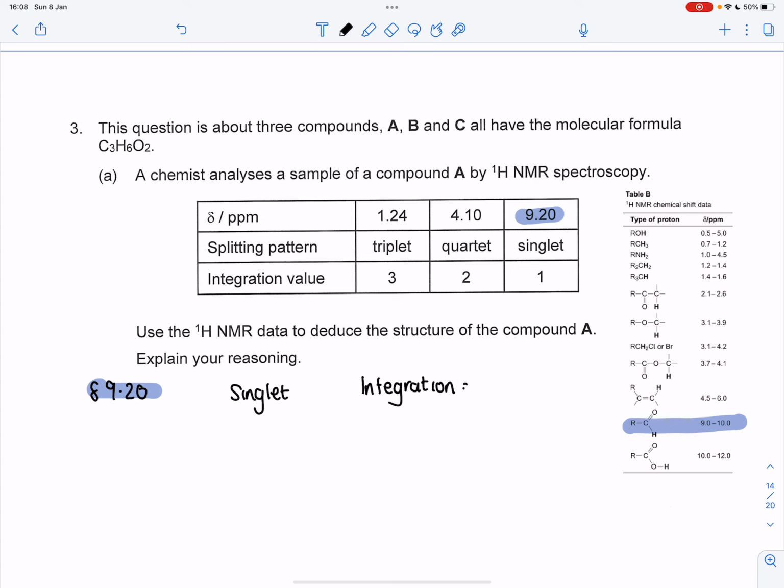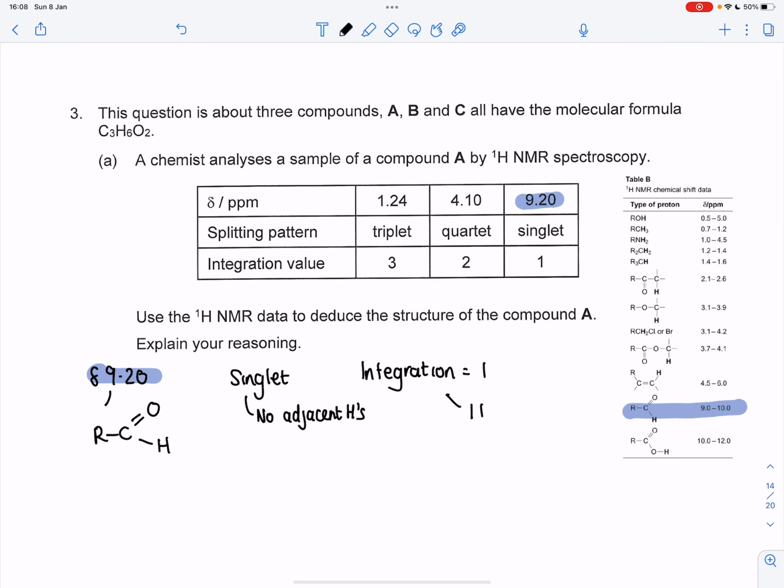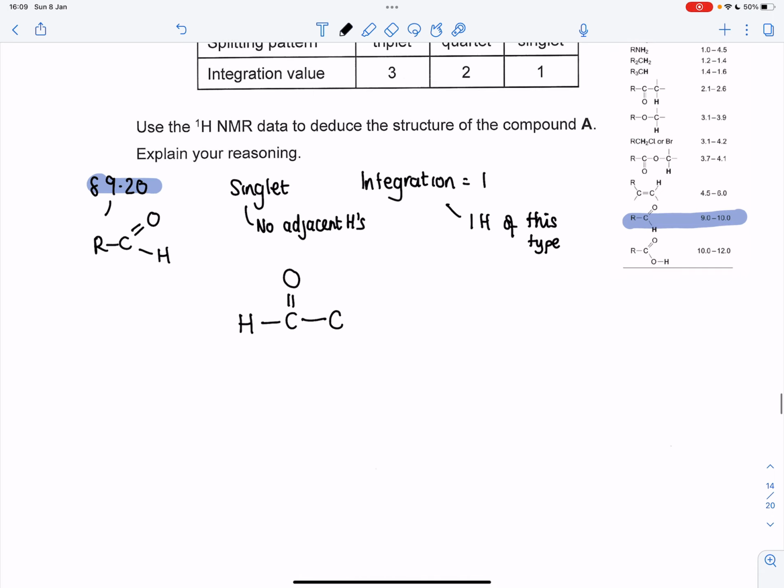So what can I say about that? Well, 9.20 tells me it's RC double bond OH. Singlet tells me that there are no adjacent protons. And my integration is 1H of this type. So it's pretty much the little picture I've just drawn. I've got an H with a C double bond O and a line, and then the C here cannot have any hydrogens on it.